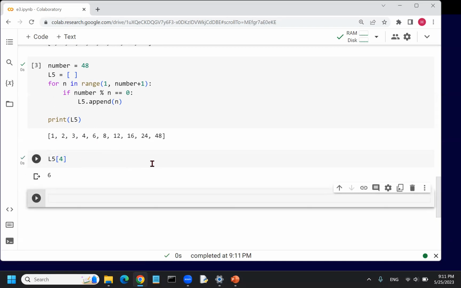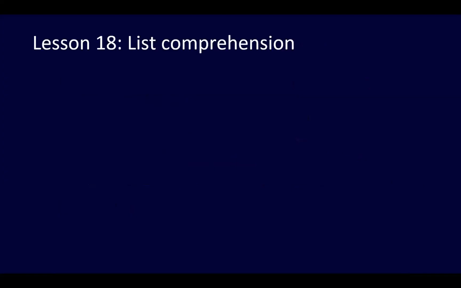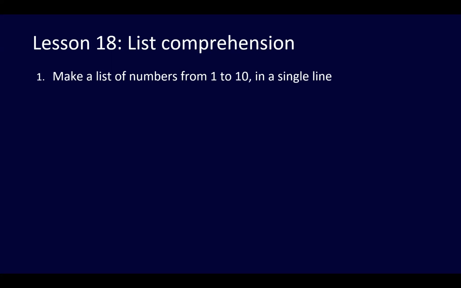Okay, so let's continue. So today's topic is list comprehension. Have you ever heard of this word? Strange word, list comprehension. A special way to make a list very simply and easily. So first, make a list of numbers from 1 to 10, and in a single line. You know how to make a list of numbers from 1 to 10, right?